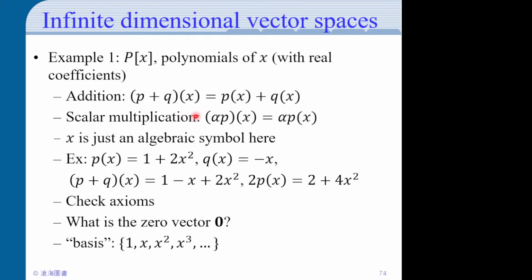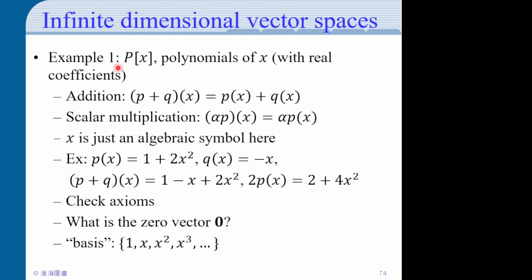And then we have scalar multiplication. You have alpha times your p of x, and that's just a polynomial where you multiply everything by alpha. Here the x is a bit confusing. x is not any number. x is an algebraic symbol here. So we think of a polynomial as some coefficient times different degrees of x. For example, you might have your p of x equal to 1 plus 2x squared. Okay.